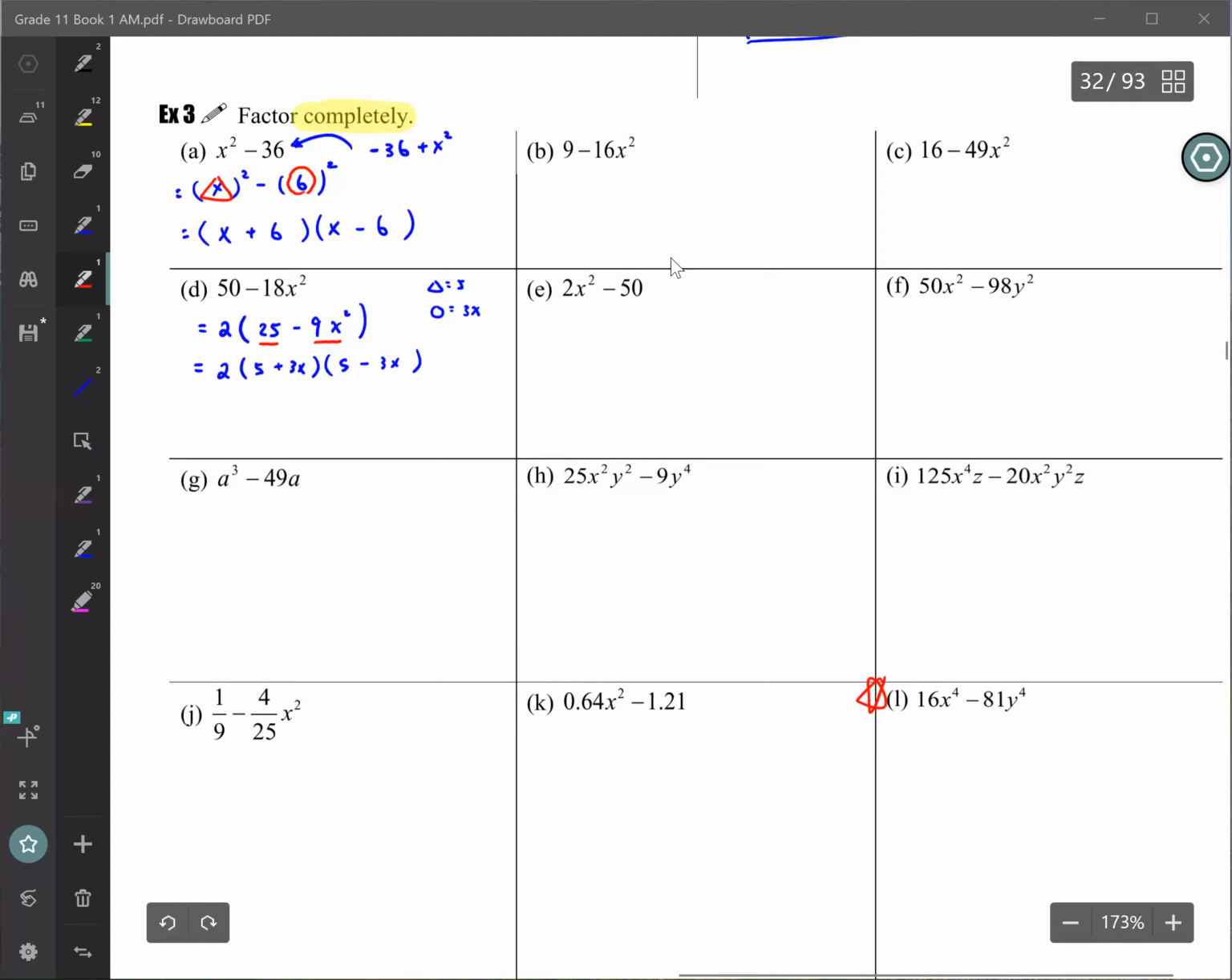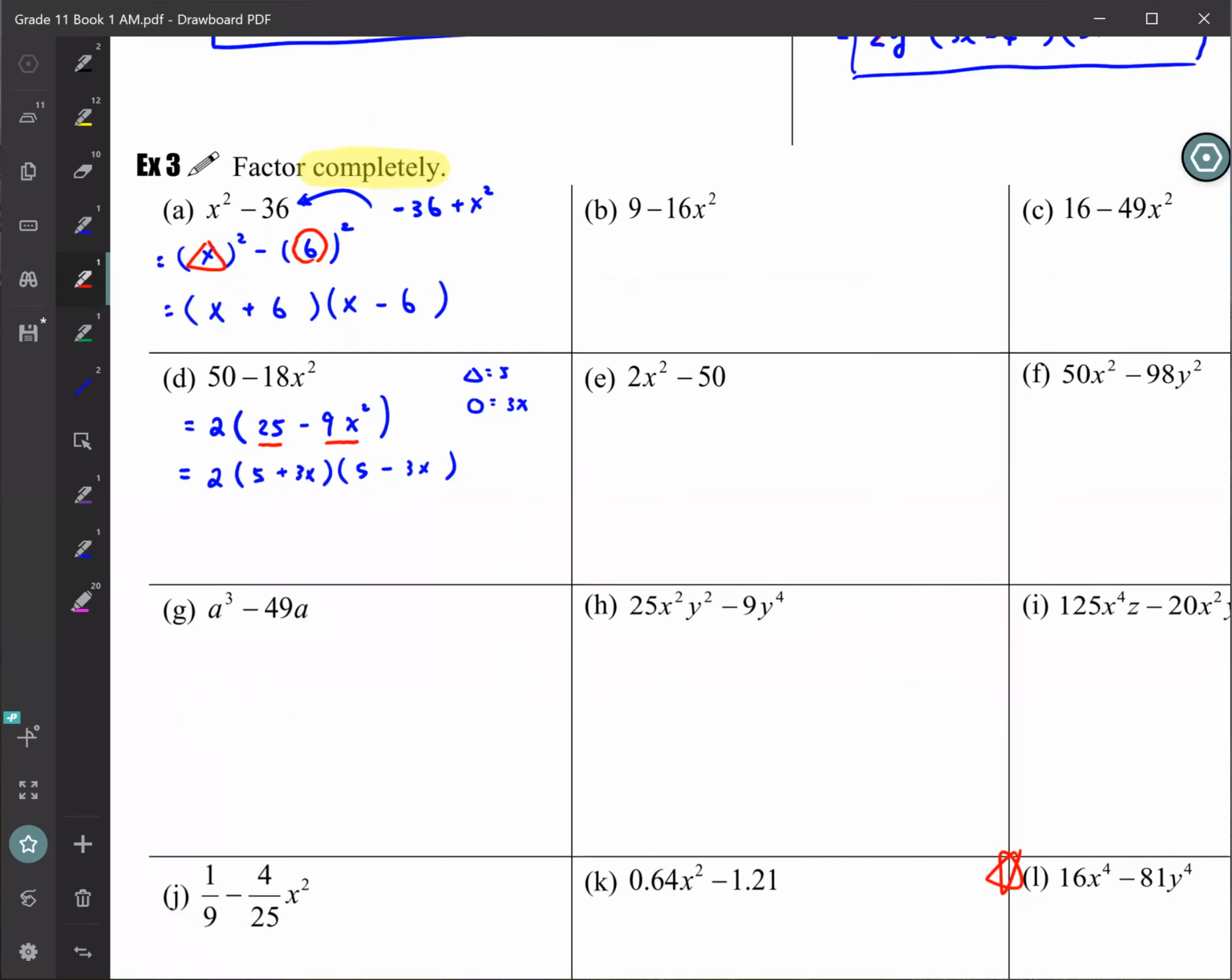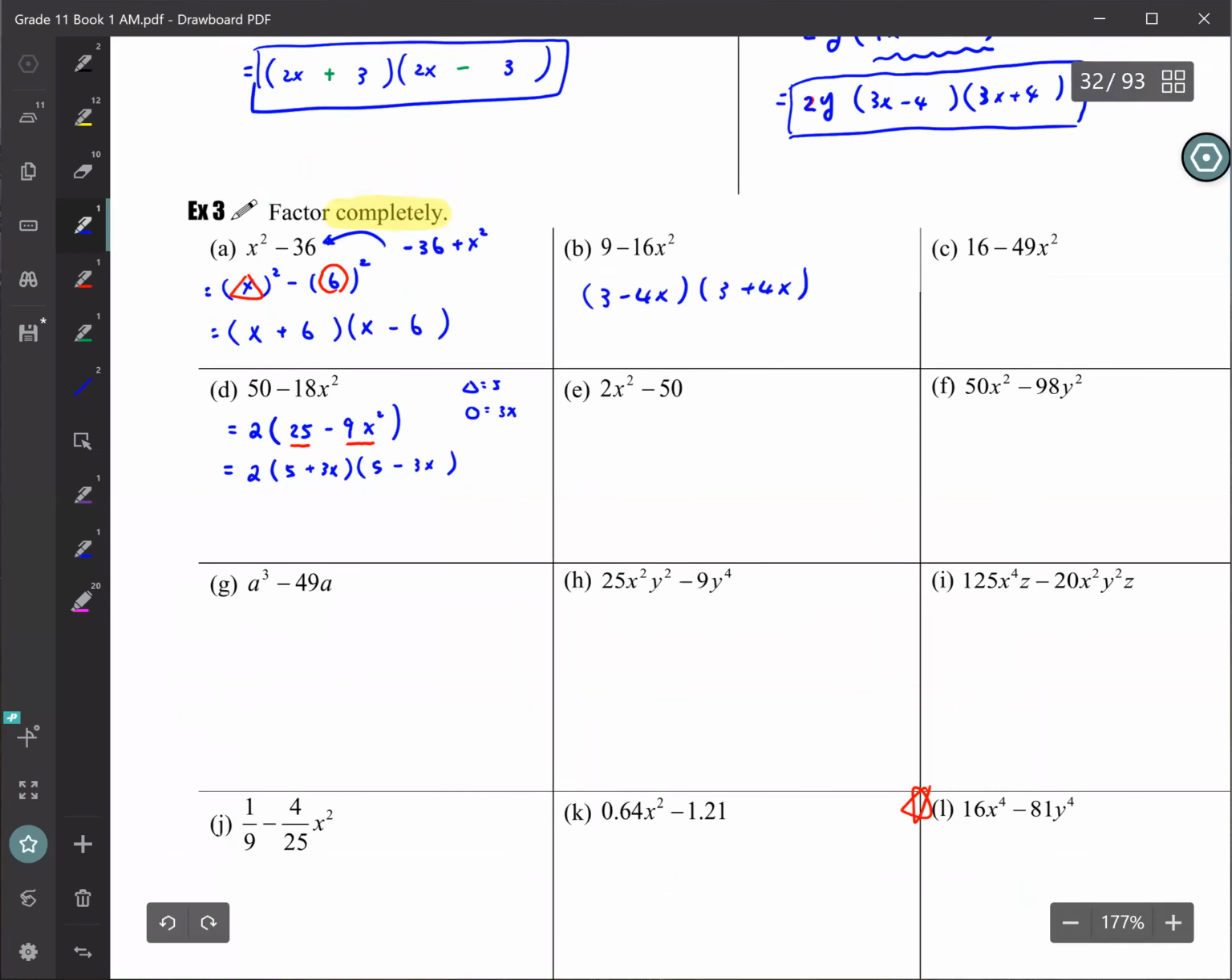Okay, let's check the first few questions first. Aaron, what's your answer for B? First the brackets 3 subtract 4x and you end bracket. Okay, 3 plus 4x. Yeah, that one's a pretty straightforward one. And then Brennan, C. Bracket 4 minus 7x and bracket 4 plus 7x. Yep, very good.